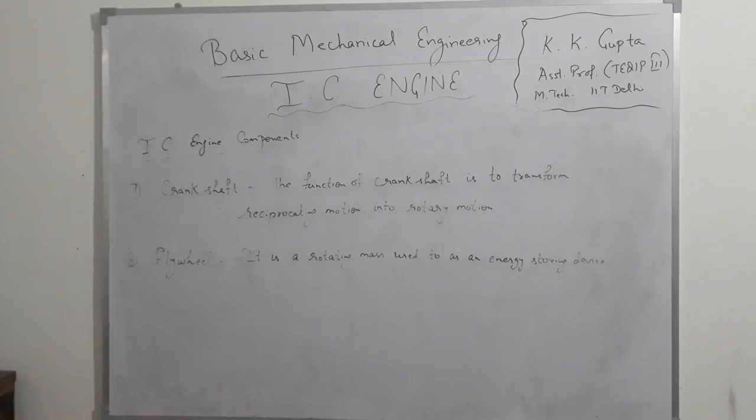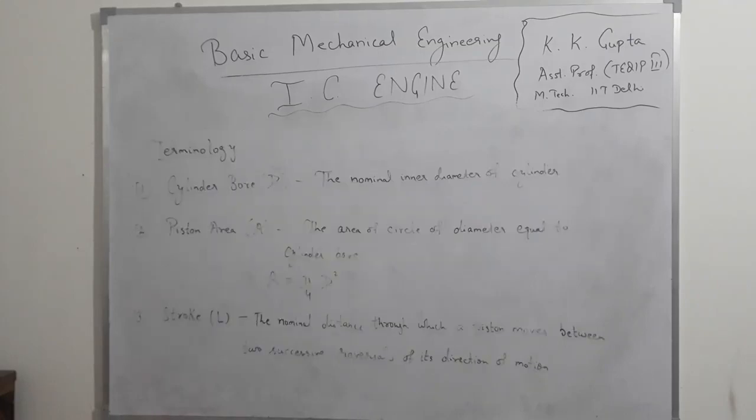Seventh component is crankshaft. The function of crankshaft is to transform reciprocating motion into rotary motion. Reciprocating motion is provided in the cylinder by the piston. So it is transforming that reciprocating motion of piston into rotary motion. Eighth component, flywheel. It is a very important component. It is a rotating mass used as an energy storing device. When the energy is produced in the engine, it stores that energy, and when required, it provides that energy for the continuous rotation of the crankshaft.